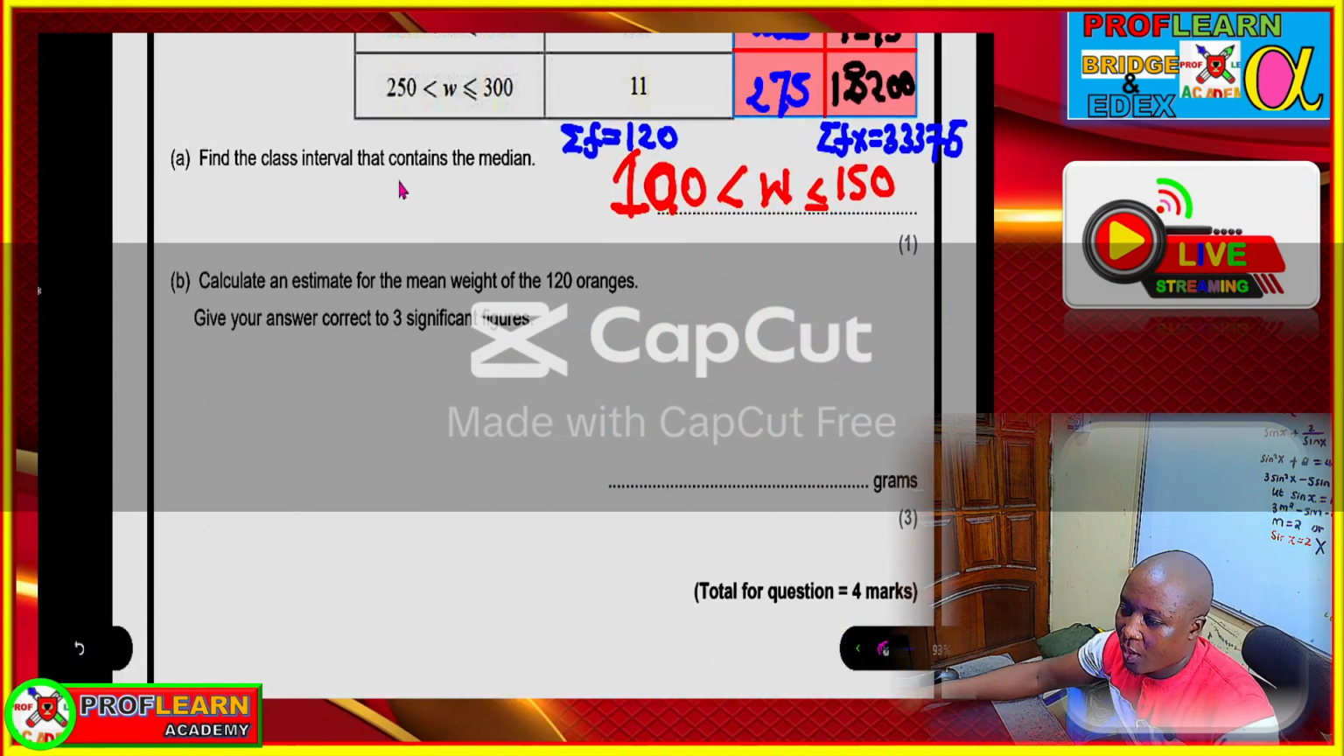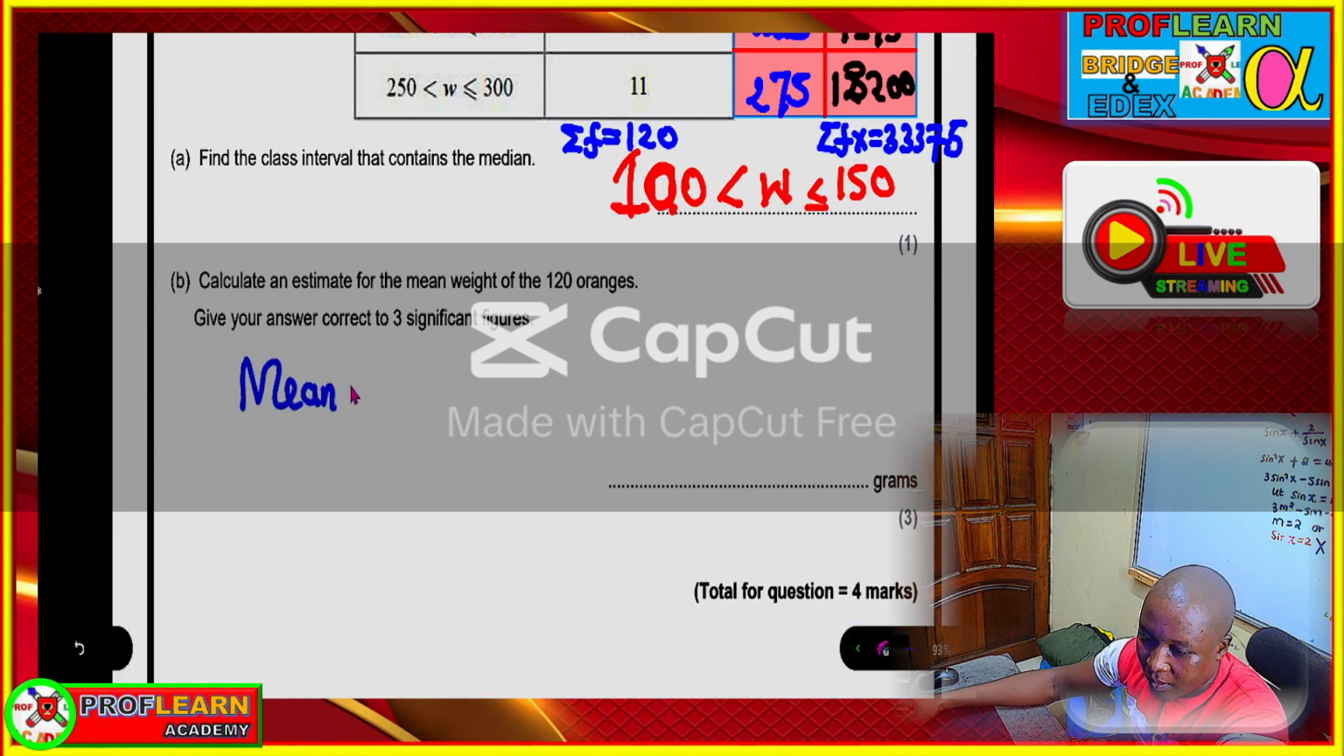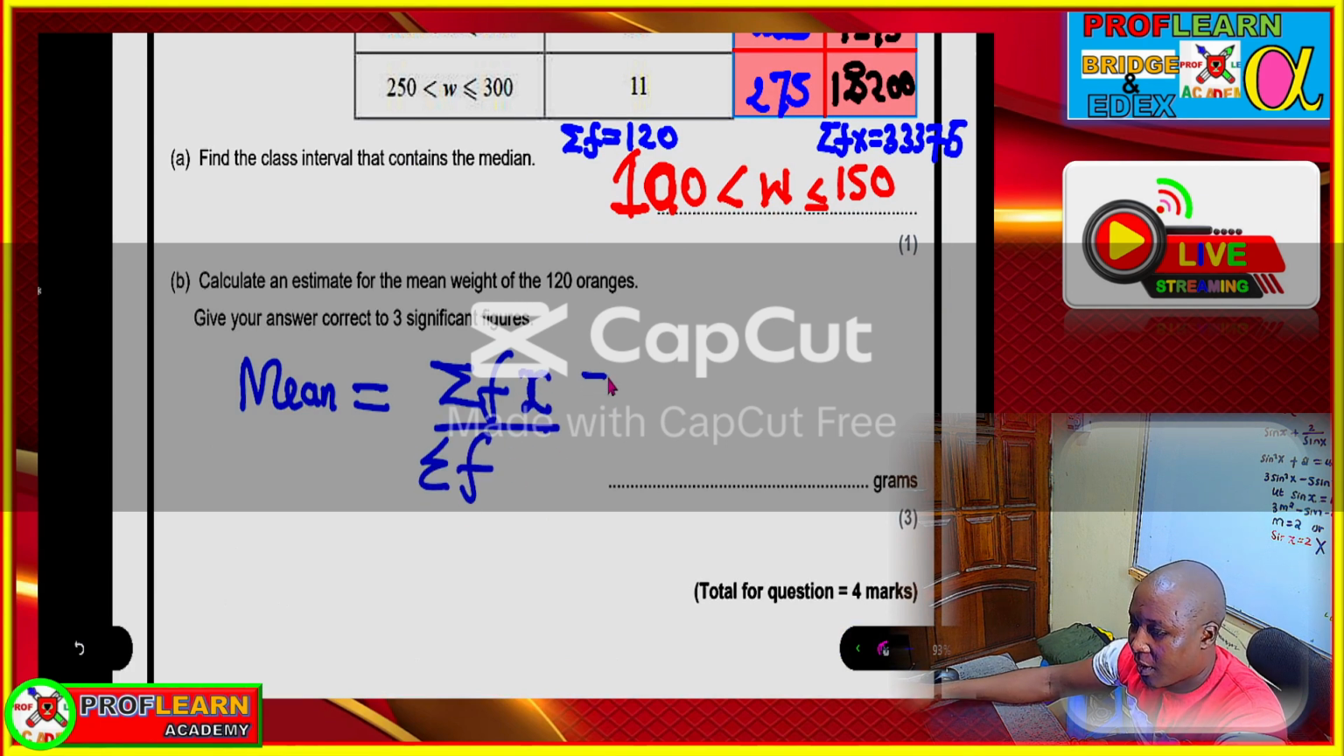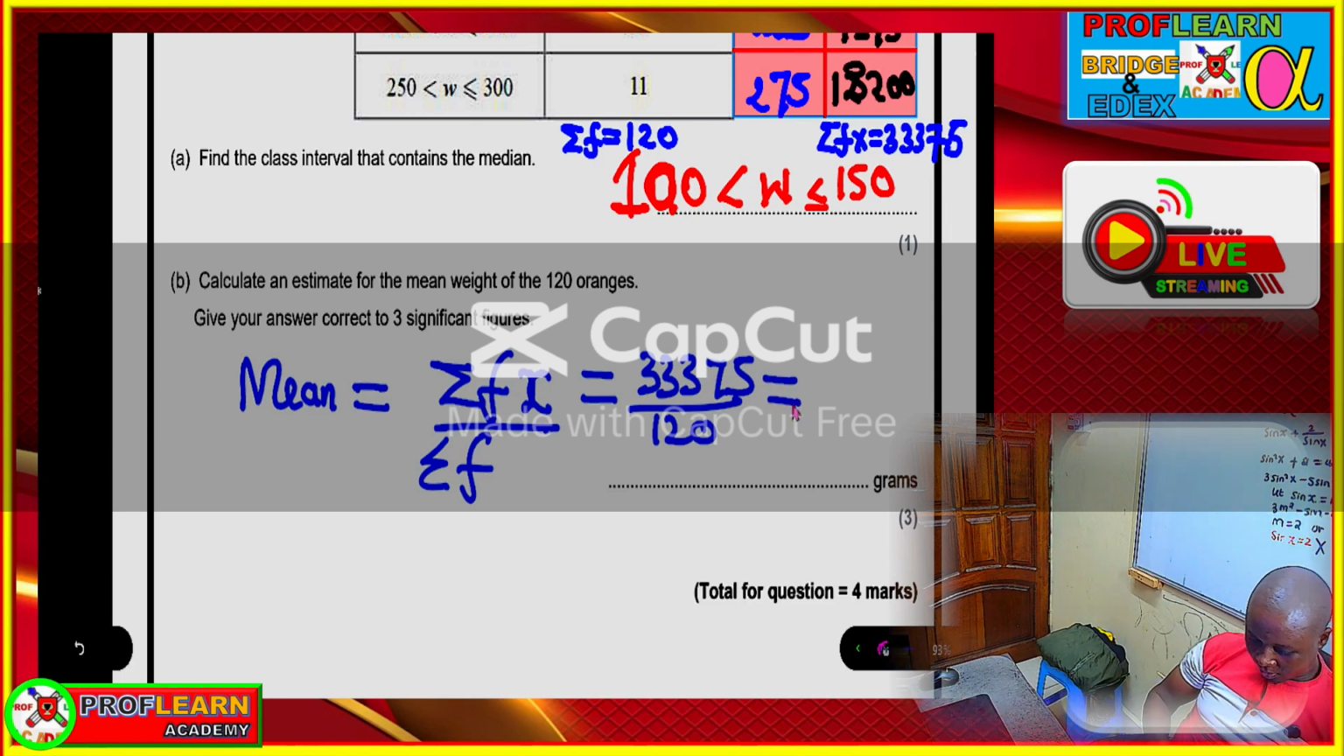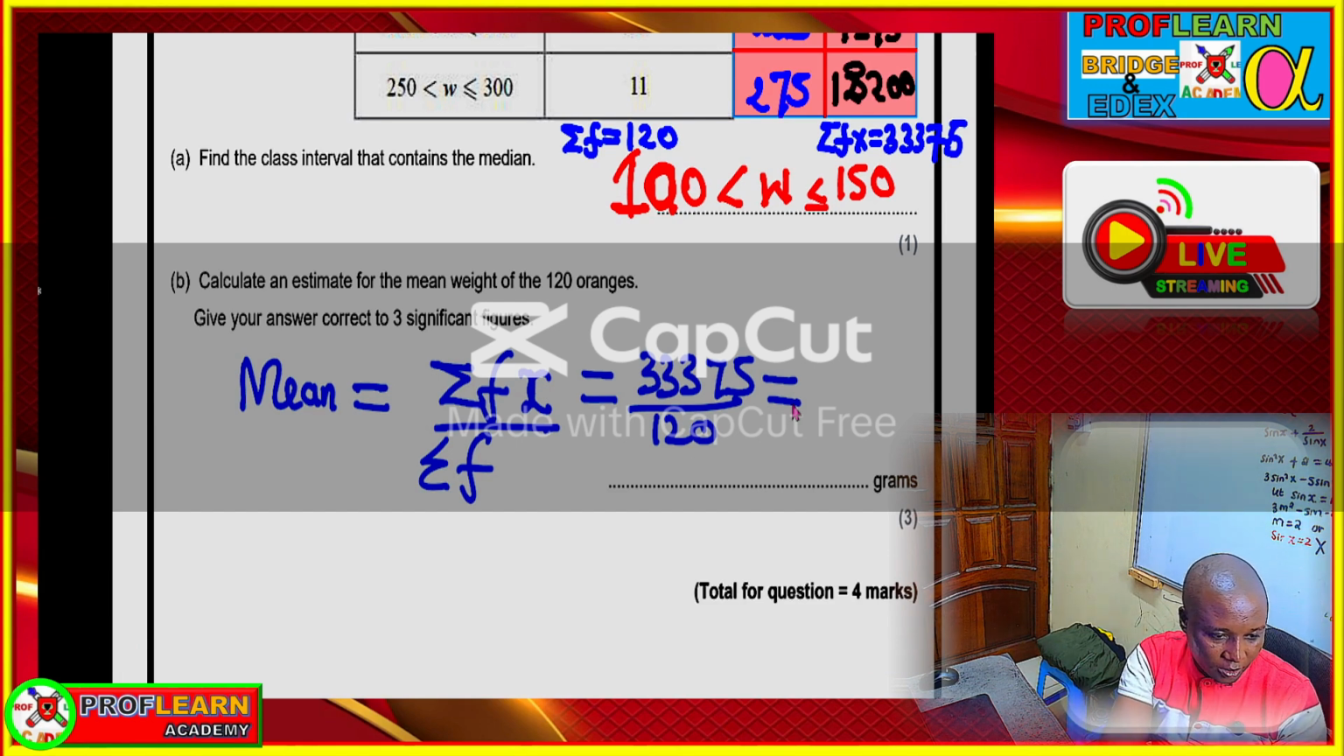So for us to work out the mean, therefore, we are going to say mean is going to be equal to summation of fx over summation of f, and that's going to be 33,375 divided by 120. If you work it out, divide by 120 here, we're going to get our answer.